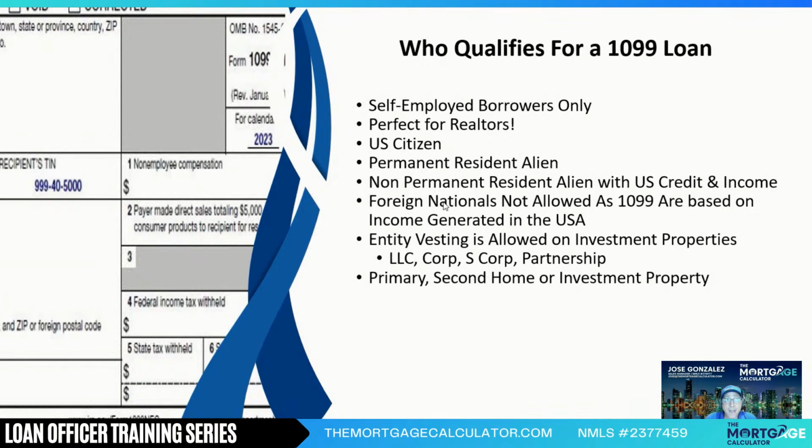Please note that entity vesting is allowed on investment properties for 1099 loans. We'll be talking about common entities like LLCs, C Corp, S Corp, a partnership, limited partnership, to name the more common forms of entity ownership. Please also note that 1099 loans are eligible for primary, second home, or investment properties.